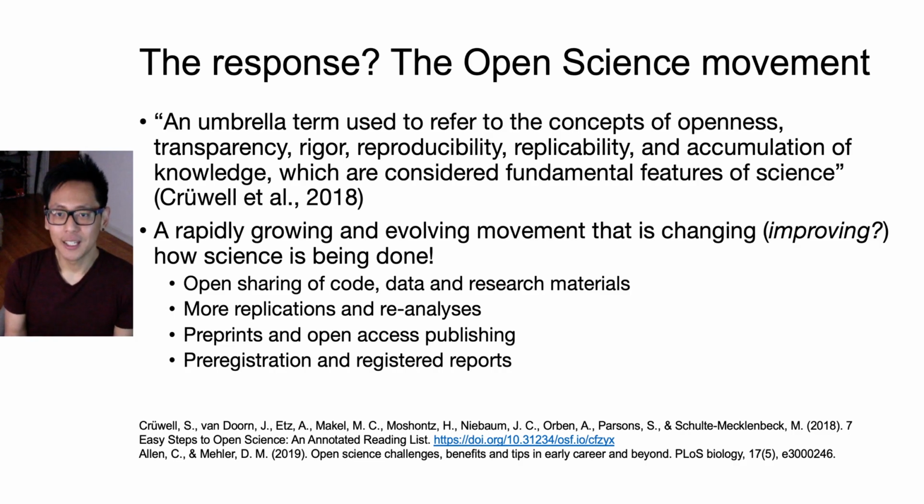What does the open science movement actually entail? Some of it includes things like open sharing of experimental code, data, and research materials, focusing on doing more replications and reanalysis, using preprints and open access publishing venues, as well as pre-registration and registered reports, and furthermore things that I haven't encapsulated in this slide here.